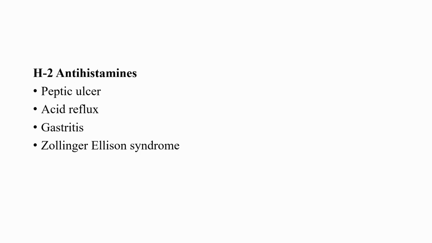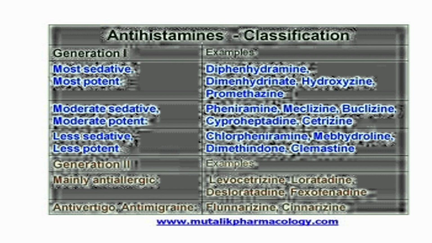And H2 antihistamine drugs are used in gastrointestinal problems like peptic ulcer, acid reflux, gastritis, then Zollinger-Ellison syndrome. So these are the different uses of the drugs. So antihistamines, which we are discussing, the H1 antihistamines can be classified into two types, generation 1 and generation 2. So the different drugs are given, which are the drugs coming under the category of generation 1.